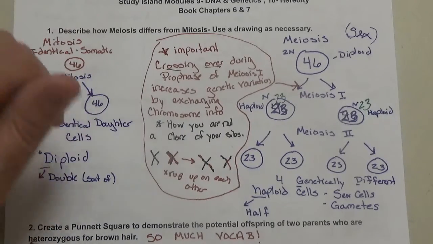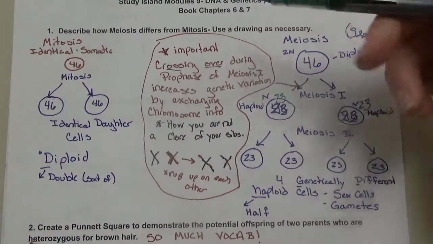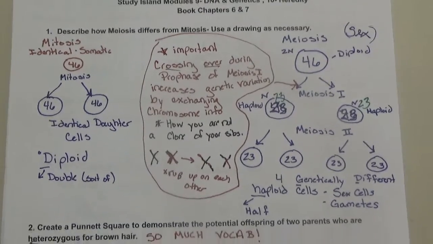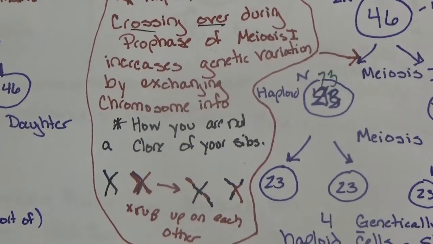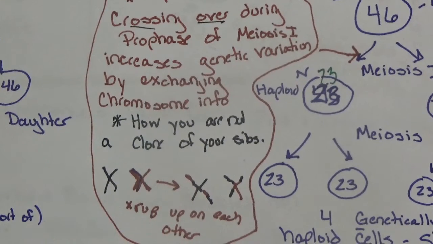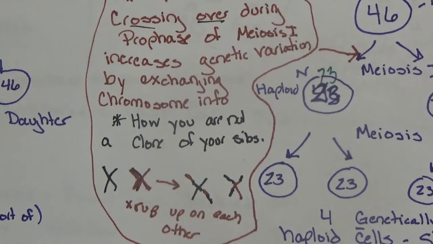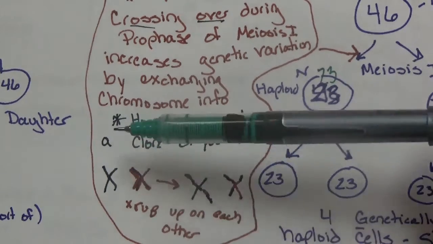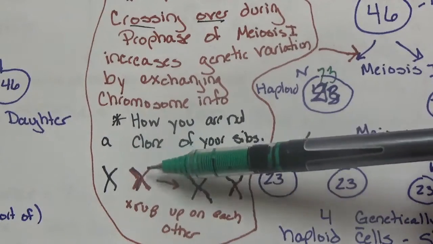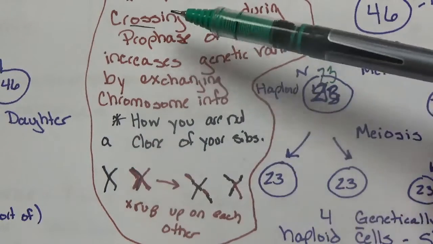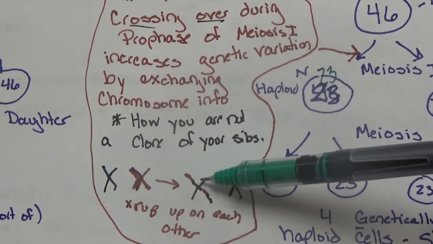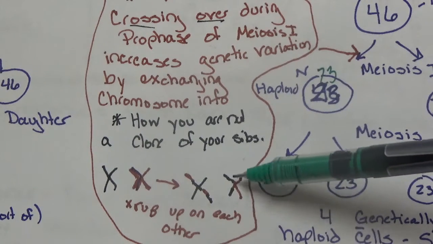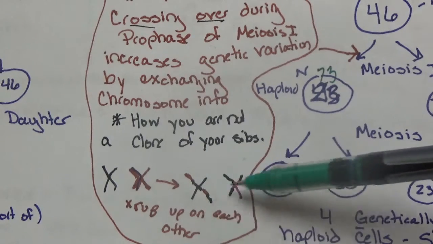Now, it's just important to note that during meiosis 1, something called crossing over occurs. During crossing over, which happens during prophase of meiosis 1, it increases genetic variation by exchanging chromosomal information. It's how you're not a clone of your siblings. If we look at these chromosomes here, you have a black one and a brown one. This is just an example. What is going to happen during crossing over is they're going to rub up on each other, and when they uncross, some of the black chromosomal material got knocked off onto this one, and brown chromosomal material rubbed over to that one. So it exchanges genetic information.